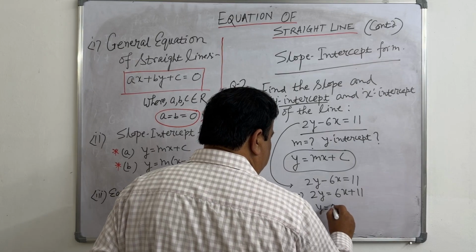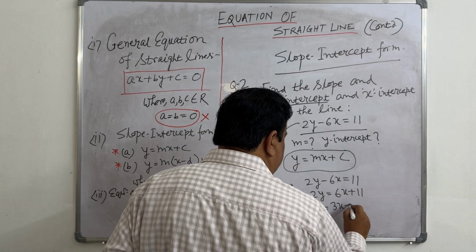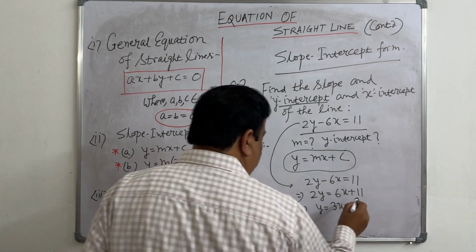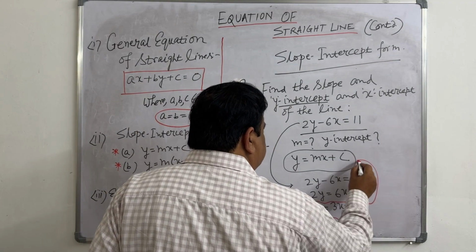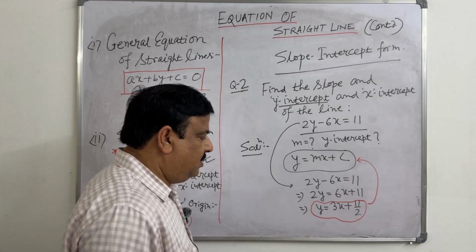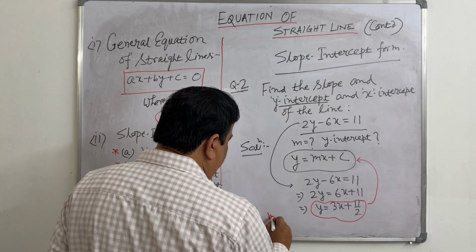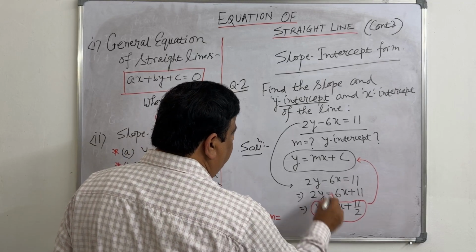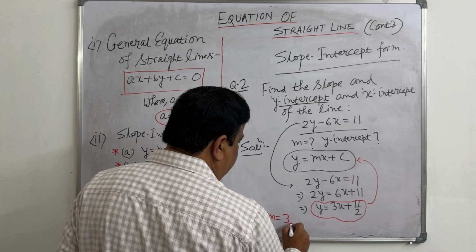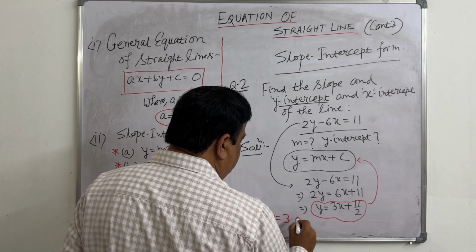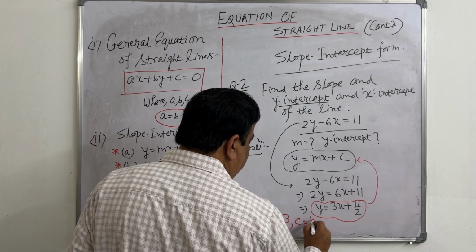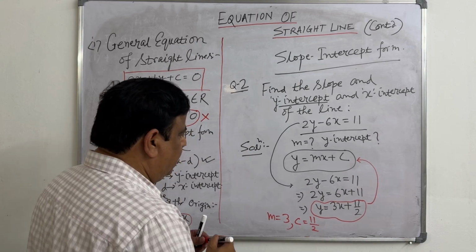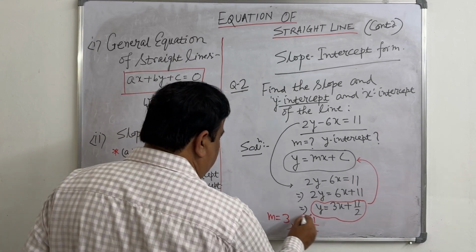y is equal to 3x plus 11 by 2. So this is the equation. If you compare this equation with the base equation, what will be the value of the slope m? It will be equal to 3. And what will be the y-intercept c? It will be equal to 11 by 2. Okay, so this is your answer.